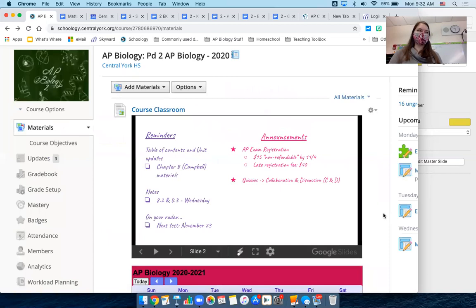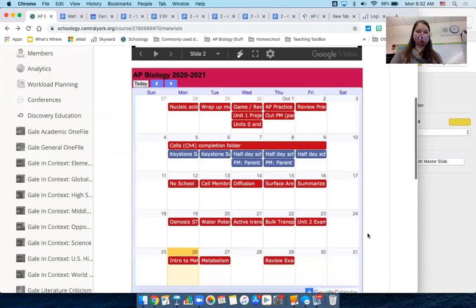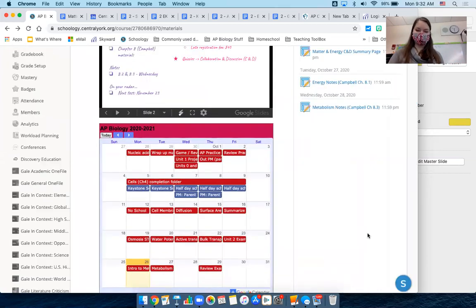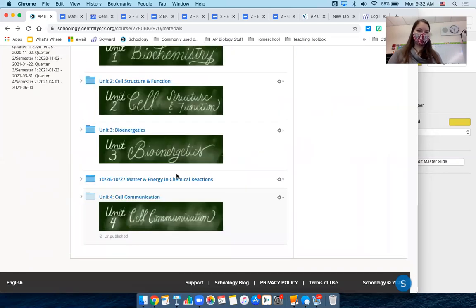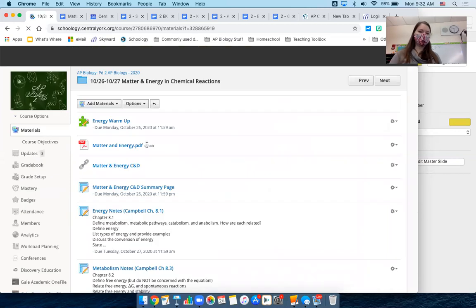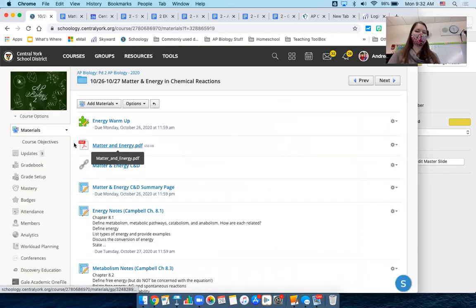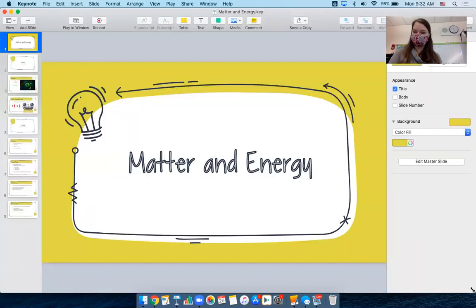All right, any questions so far? Again, big picture here, we're looking at energy. We're looking at the chemical reactions in which energy is going to be playing a key role, and then at some of the particular chemical reactions that are involved in metabolism. So without further ado, we are in the 1026 to 27 Matter and Energy folder, and the lecture is titled Matter and Energy, which is not super surprising.